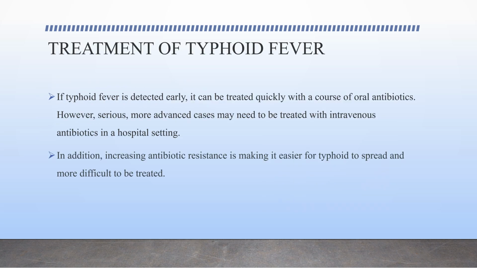How typhoid is treated. If typhoid fever is detected early, it can be treated quickly with a course of oral antibiotic. However, serious, more advanced cases may need to be treated with intravenous antibiotic in a hospital setting. In addition, increasing antibiotic resistance is making it easier for typhoid to spread and more difficult to treat. This is telling us that we should not self-prescribe any antibiotic medication for ourselves. We should wait for a physician or our healthcare provider to prescribe any antibiotic for us.